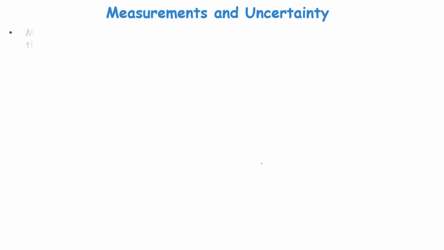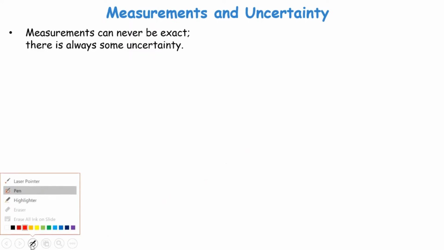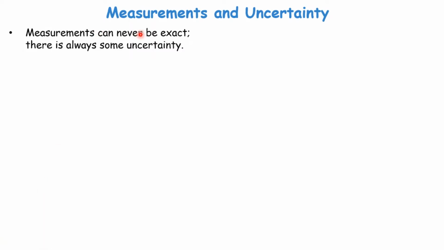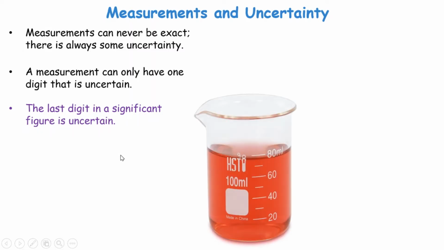Measurements and uncertainty. Whenever you perform measurements, you always have uncertainty, or you will always have some errors. In other words, a measurement can only have one digit that is uncertain. In other words, the last digit in a significant figure for a measurement is uncertain.